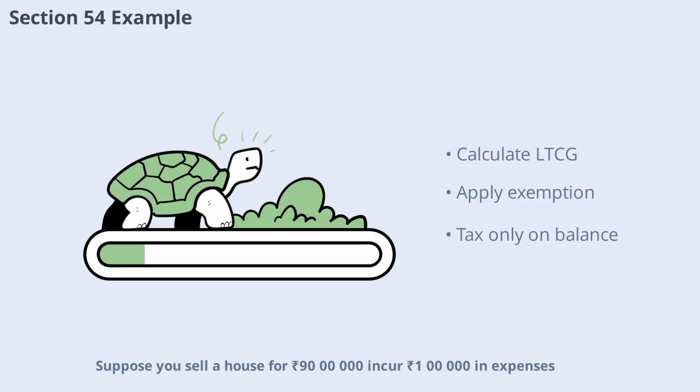Suppose you sell a house for Rupee 90,000,000, incur Rupee 1,000,000 in expenses, and the indexed cost is Rupee 35,000,000. The long-term capital gain is Rupee 54,000,000. You buy a new house for Rupee 45,000,000 within 2 years. The exemption is Rupee 45,000,000, and only the remaining Rupee 9,000,000 is taxed at 20%. This example shows how Section 54 can significantly reduce your tax.